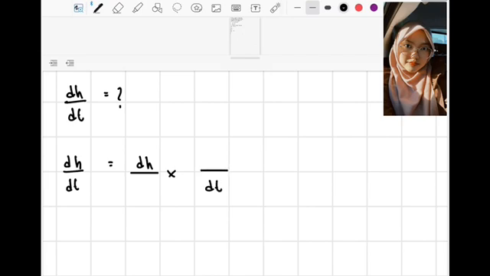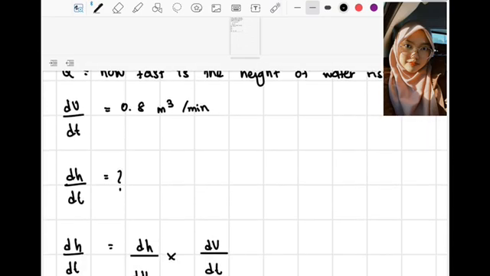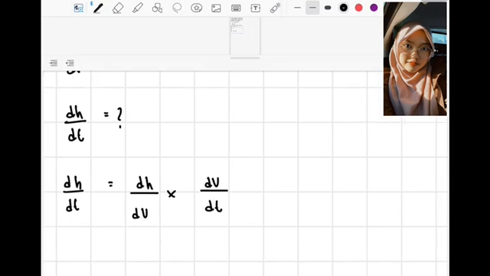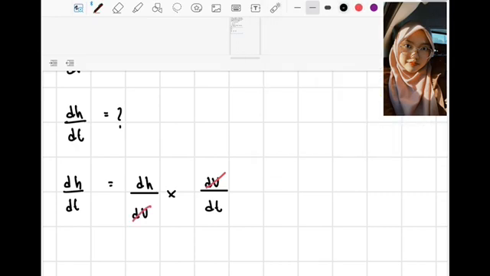We have to fill in the blank with the same term, which is dV over dt. Since the question already gave us dV over dt, we can conclude that the blank spot is for dV over dt. So we just fill it in, and we get dh over dt.